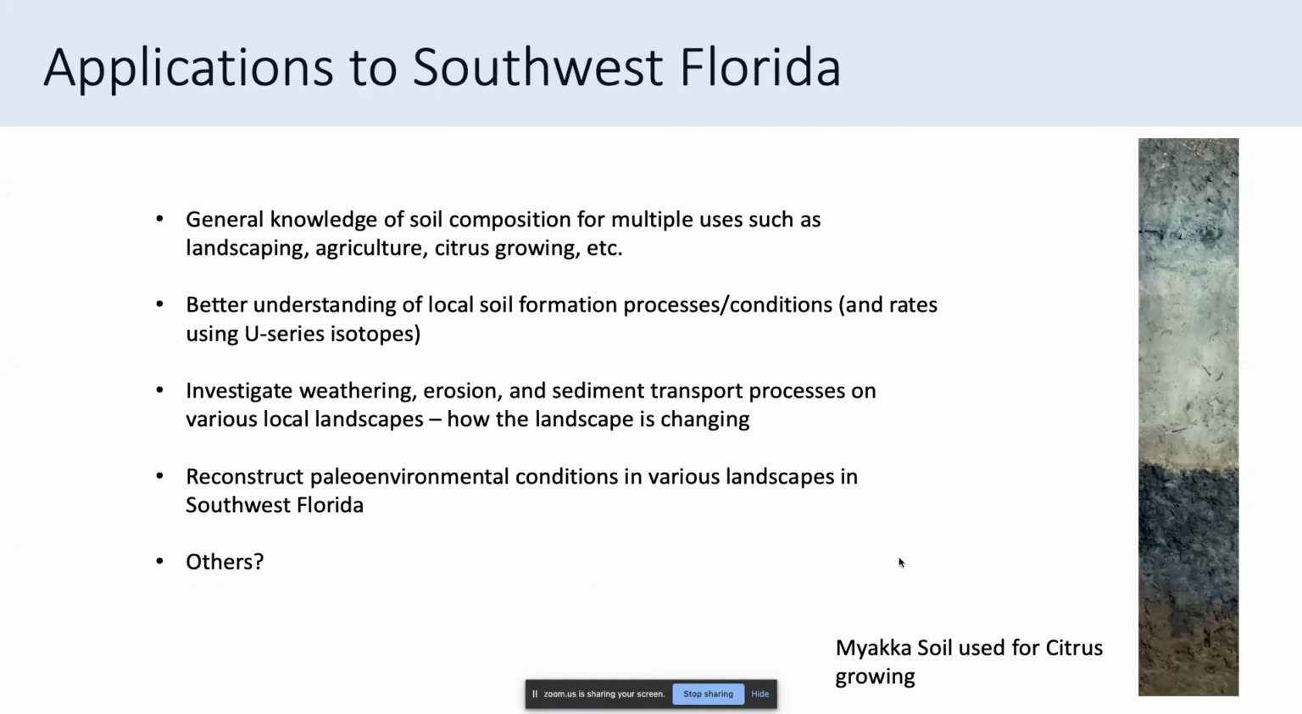So here's the final slide, and it's just some things I was thinking about. I thought maybe getting a general knowledge of soil compositions here in Florida, we could put that to multiple uses. Maybe looking at differences in landscaping, or the agricultural community could use it. For instance, the citrus growing folks. I have the soil core here on the right, and if we know more about the soil composition, I might be able to help grow better citrus or help with the economic impacts.